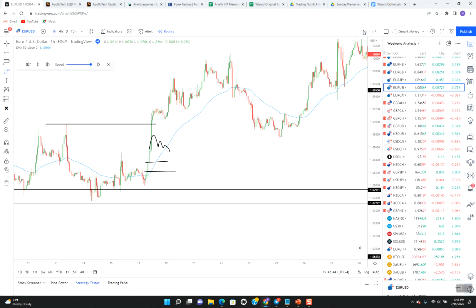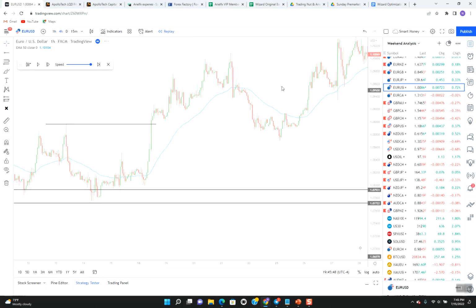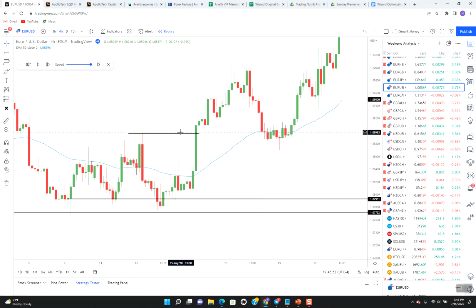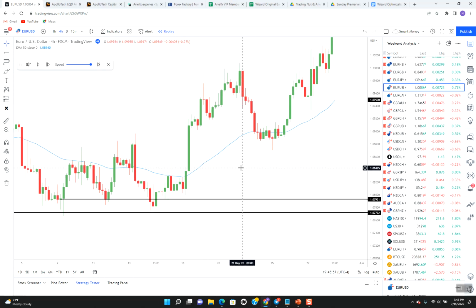But since this was a very strong move with a series of bullish candles, we can zoom out a little bit and see where the imbalance is on a higher time frame. So now that we've broken counter trend structure here to the upside, we are bullish. Where is the imbalance?